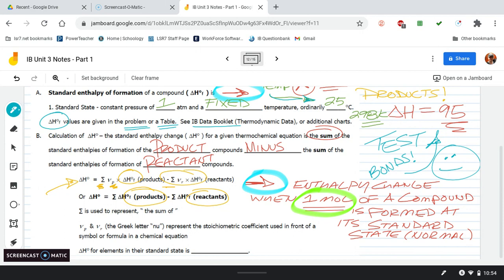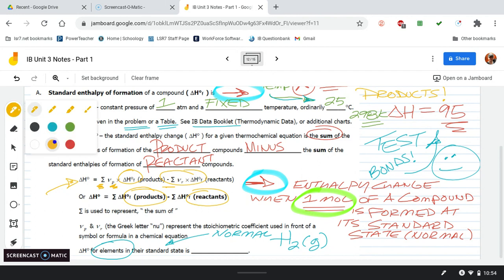If you have an element and it's in its standard state, so like you have hydrogen, and hydrogen is a gas. So that's what hydrogen is, normal. So think about standard state. You want to think about normal. If you have an element that is listed normally, so hydrogen is normally a gas, then the standard state, or the delta H value, is going to be 0.